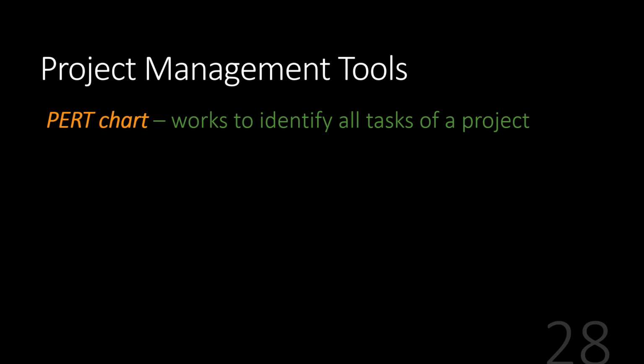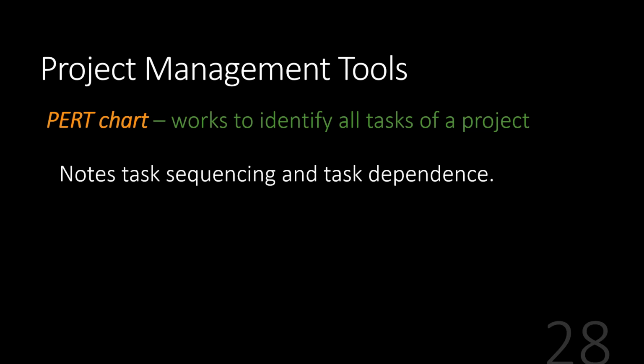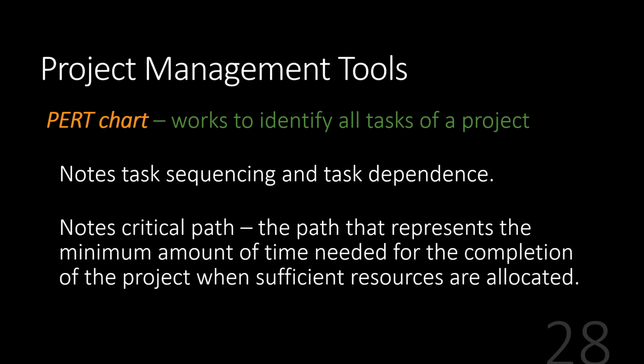So these allow us to create these charts. One is called a Pert Chart. So this identifies all the tasks. You'll see these more in defense contractors, governmental projects, things like that. So Pert Charts are generally more for technical, scientific type projects. It lays out the task sequencing and task dependence, and also notes something called the critical path.